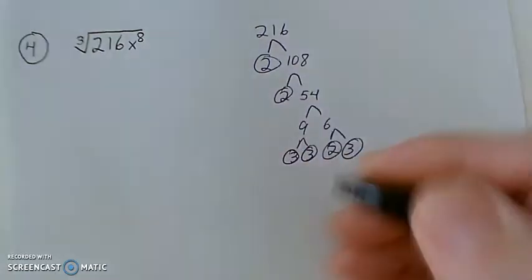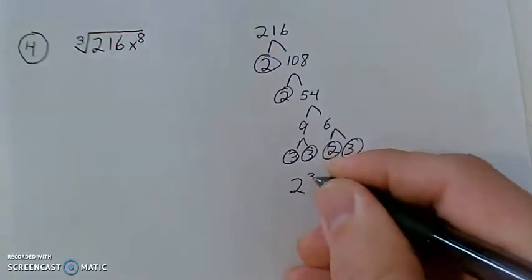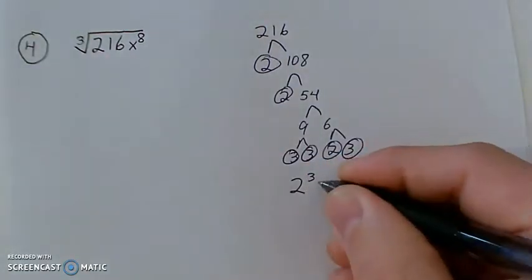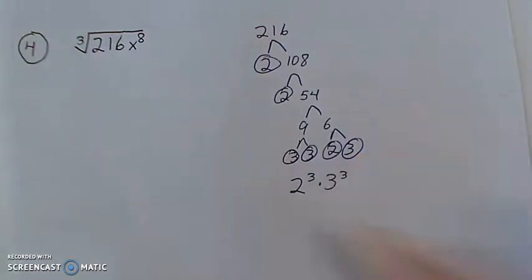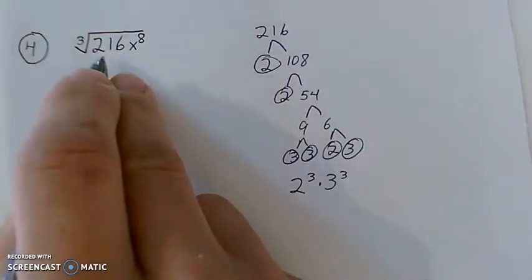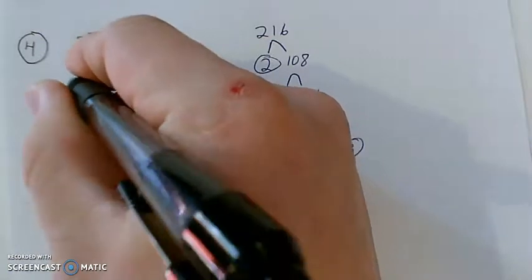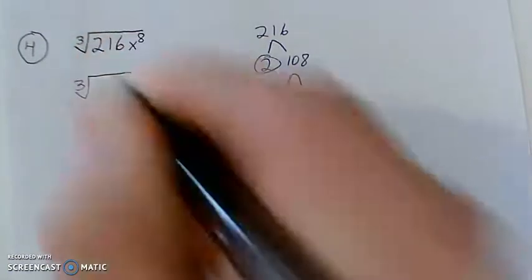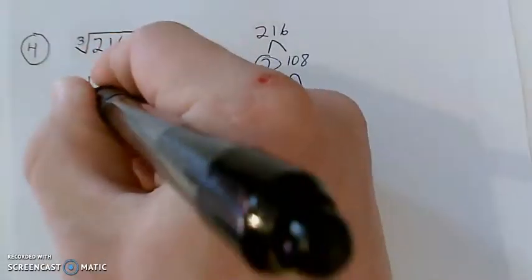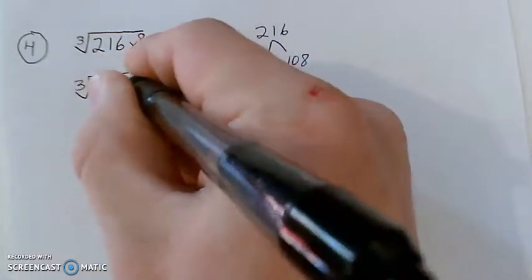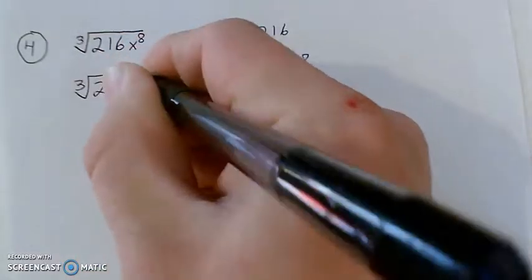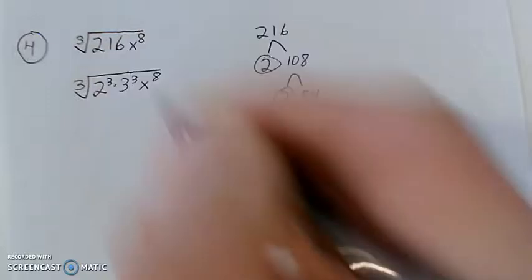So 2 will be to the third power. 3 will be to the third power. So now I'm going to write that inside my radical. So the cube root will be of 2 to the third times 3 to the third times x to the 8th from the original problem.